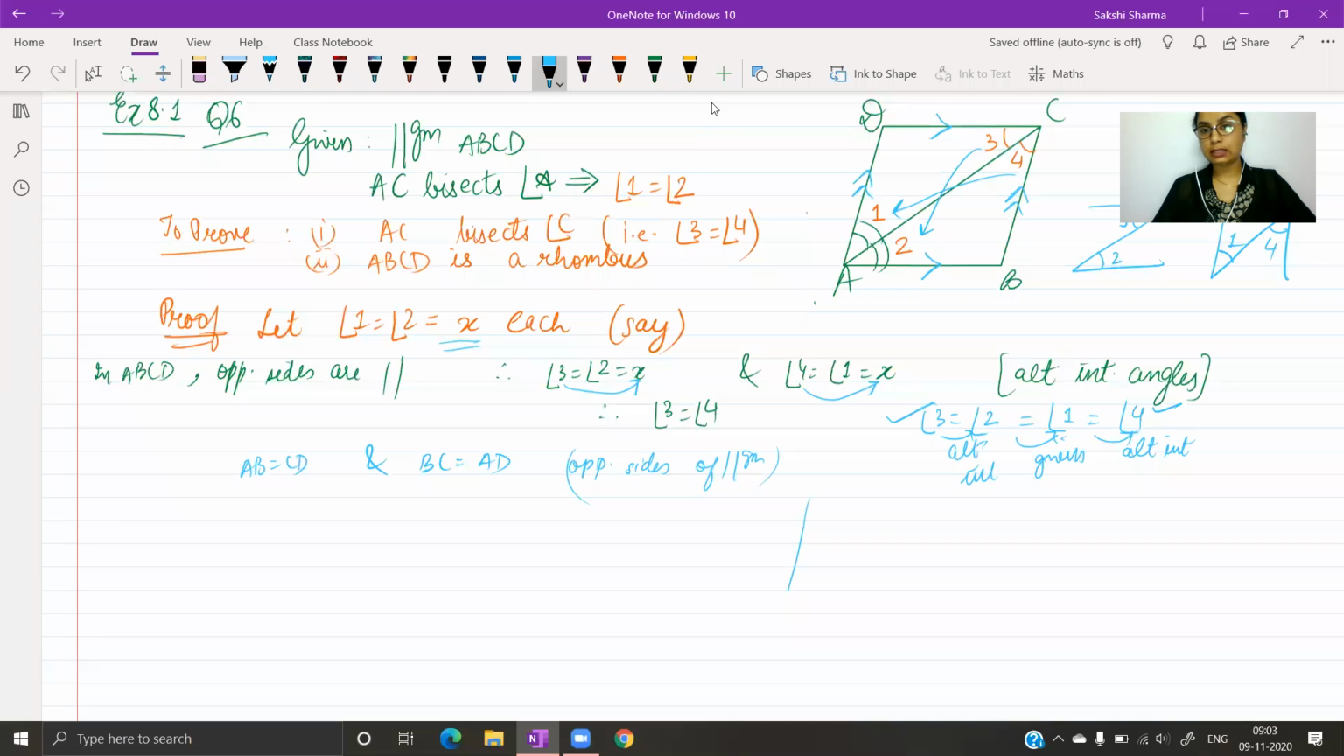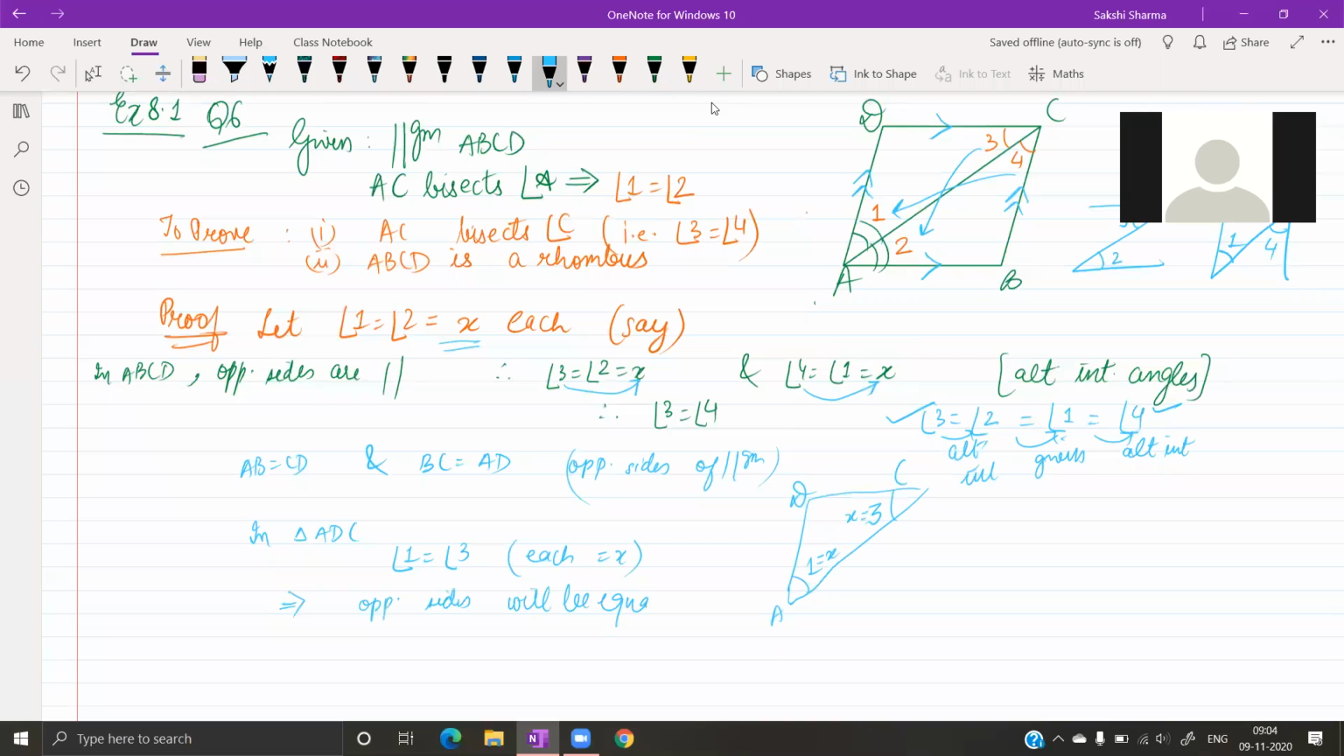So you could simply take this triangle ADC. You have angle 1 marked here, angle 3 marked here. In triangle ADC, angle 1 is equal to angle 3. We just proved above, the measure of angle 1 is x, and the measure of angle 3 is also x. So each of these is equal to x. What can you say about the opposite sides? They will also be equal. Opposite sides will be equal. That means AD will be equal to CD.